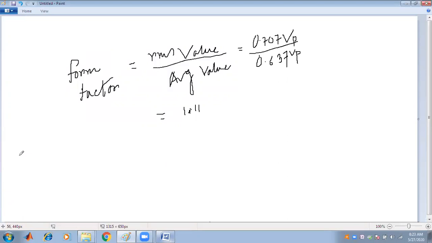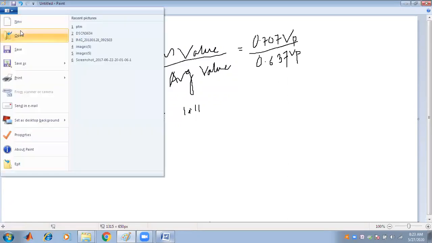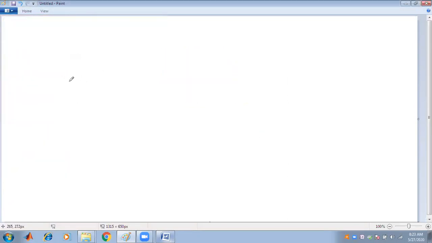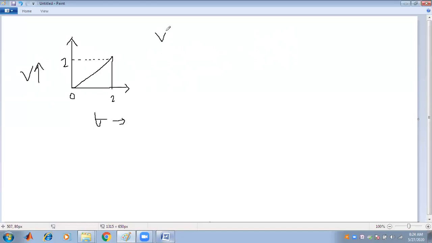So let us take a problem in order to find those RMS values. Let us take a graph. Say this one: 0, and this value is 2. This is voltage and this is the time. So we have to find the V average and V RMS. So how to find it?